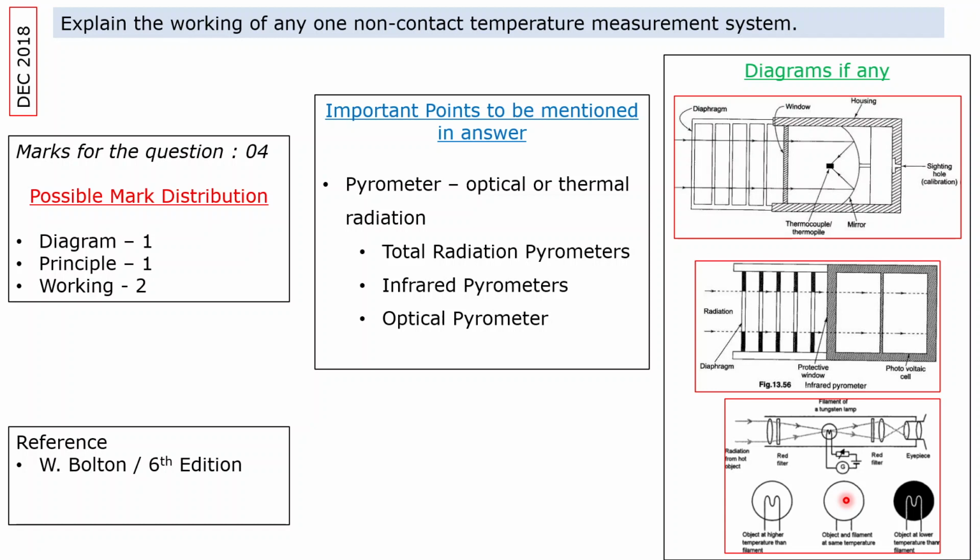And if the object has a lower temperature than the filament, you can have a dark background here. So with this you can understand the temperature. So the question is: any one contact or non-contact temperature measurement system. You can mention any one. You can draw the diagram, mention the principle, and mention the working.